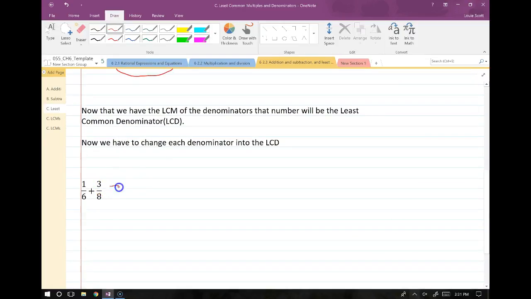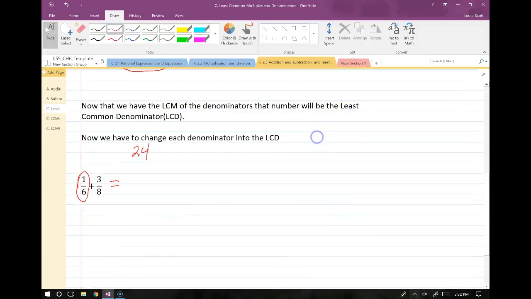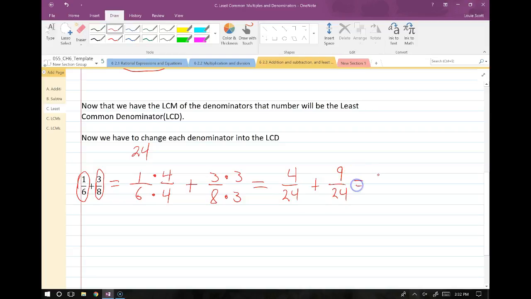Okay, so if we wanted to add these, we know that our LCD is 24. And so all we need to do is multiply this fraction by something that will turn the denominator into 24, whatever factors it's missing. And the same thing with this one. We need to multiply top and bottom of that fraction by whatever it takes to turn an 8 into a 24. So 1 over 6, 6 times 4 is 24, so I multiply top and bottom by 4, exactly. 3 over 8, 8 times 3 is 24, so I multiply top and bottom by 3. This gives me 4 over 24 plus 9 over 24, which ends up as 13 over 24.